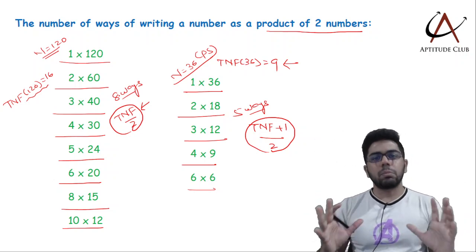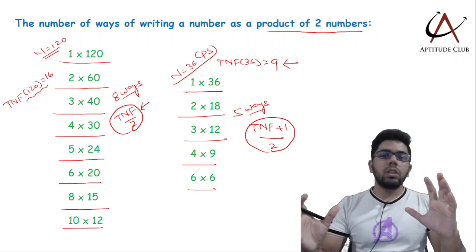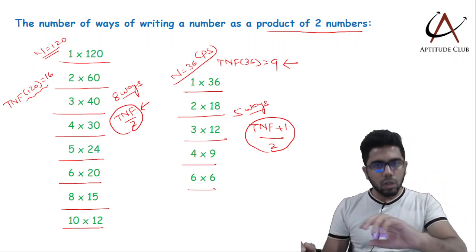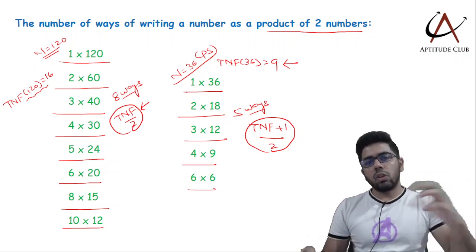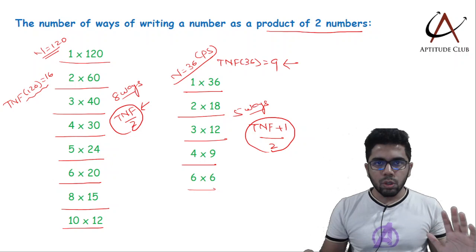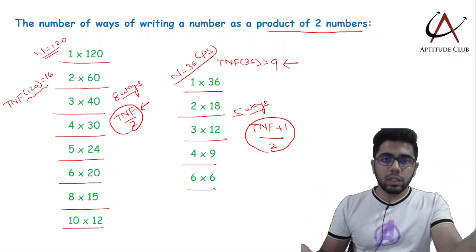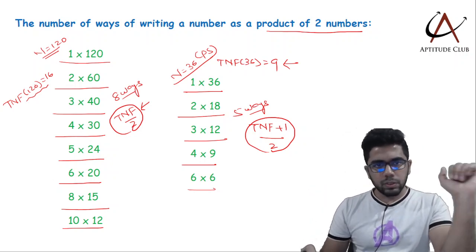Very two simple examples. And all the numbers will fall into these two categories. Either it's a perfect square or it's not a perfect square. If it is not a perfect square, total number of factors by 2. If it is a perfect square, total number of factors plus 1 by 2. Simple.